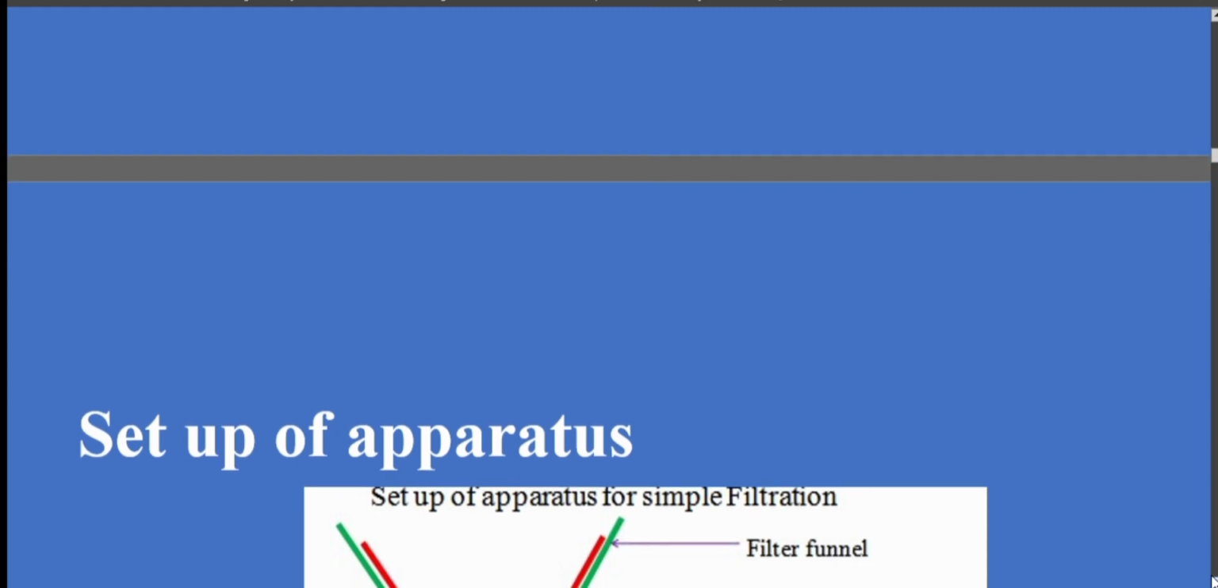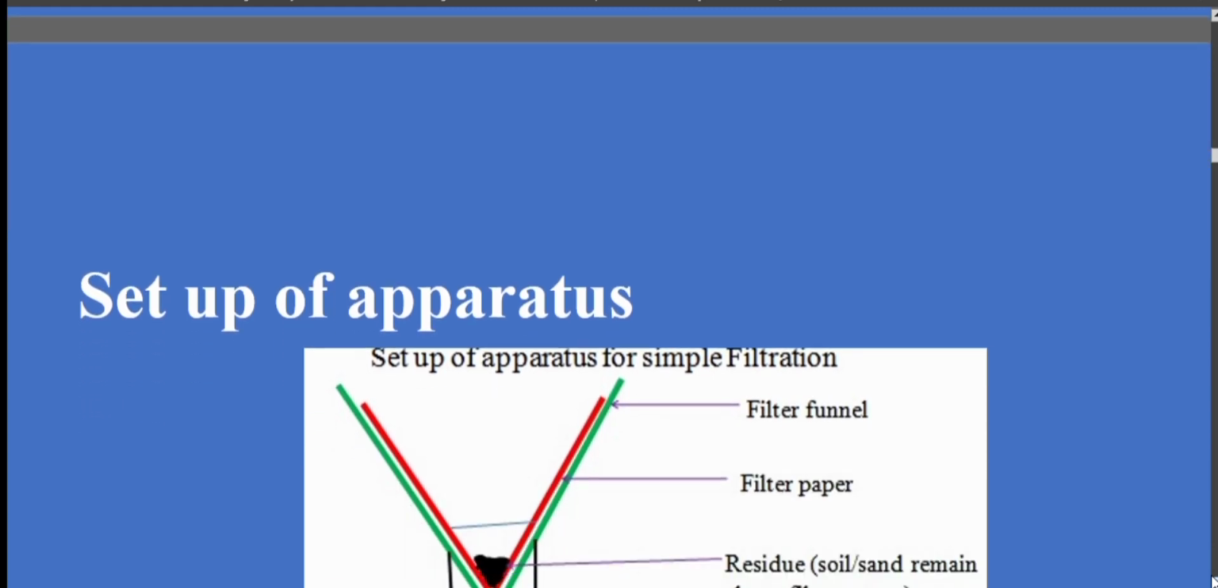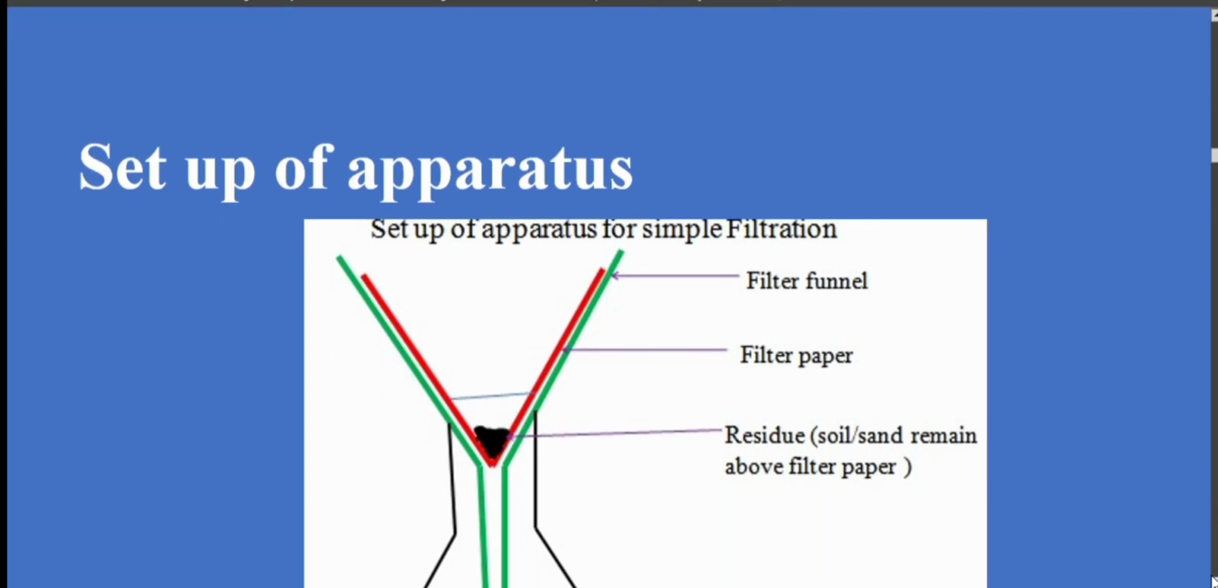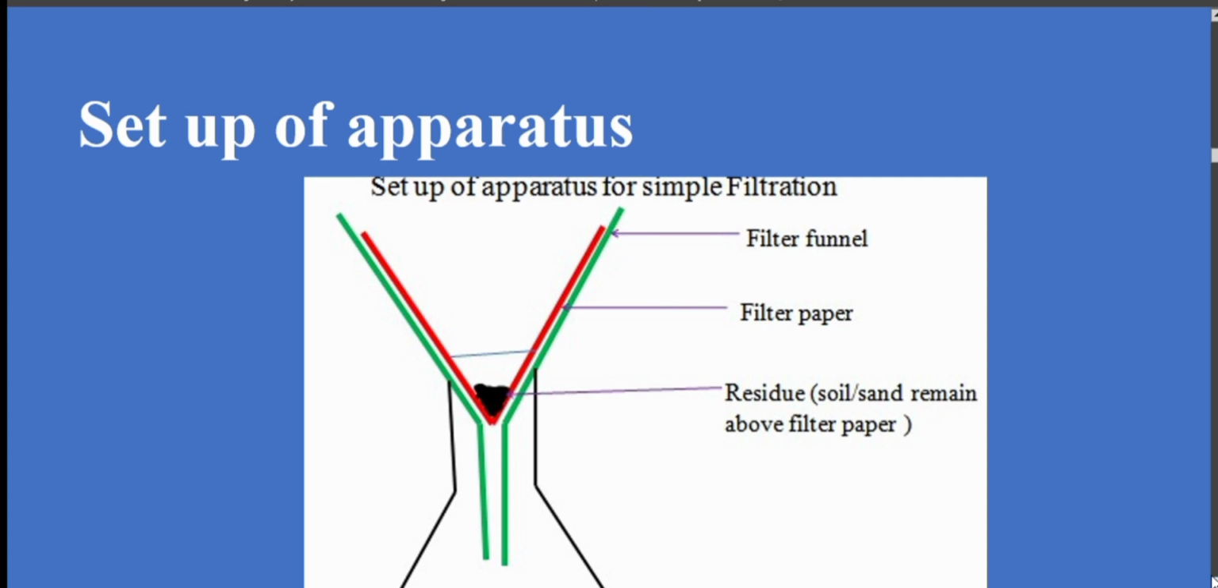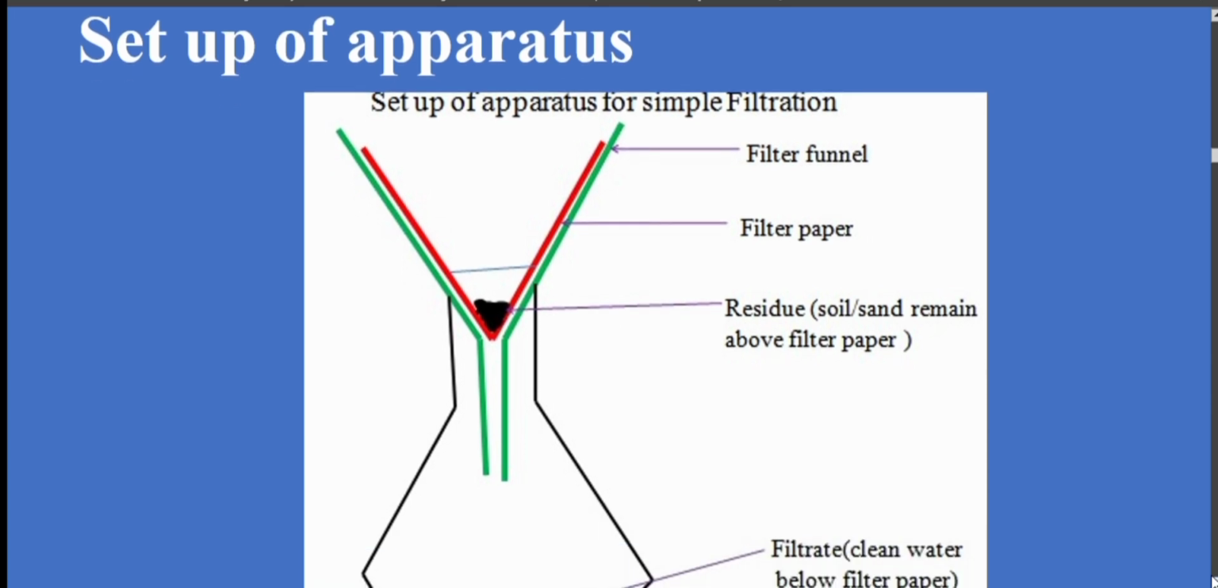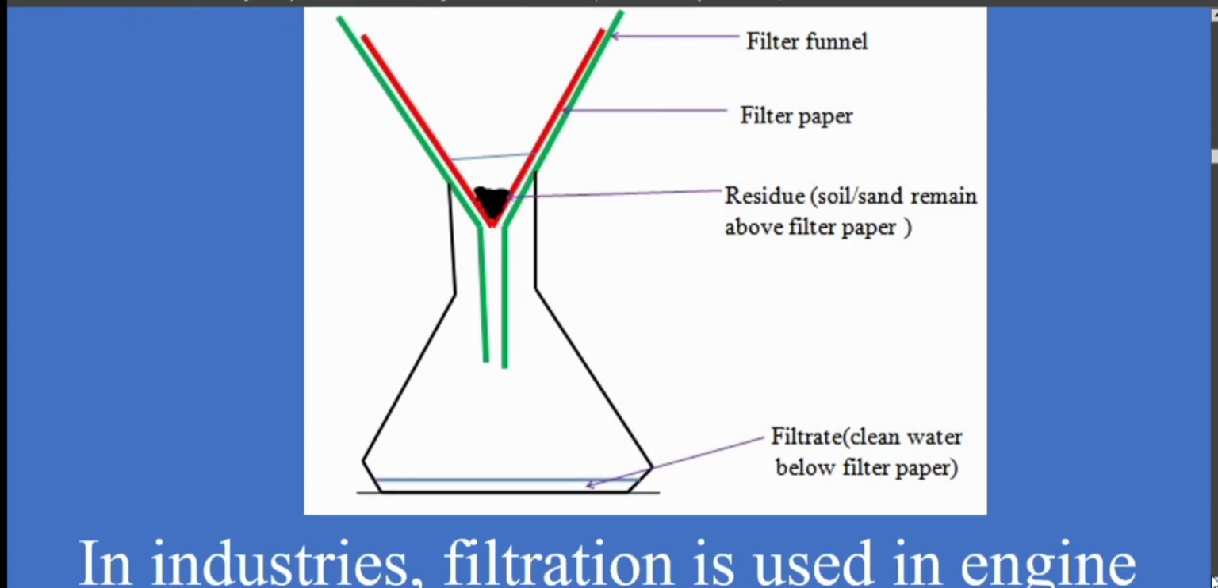So now this is the setup of the apparatus. We have the filter funnel. We have the filter paper inside the filter funnel. We have the residue on the filter paper, which is the sand that remains. Then we have the filtrate, which is water, inside the beaker or the flask that we used.